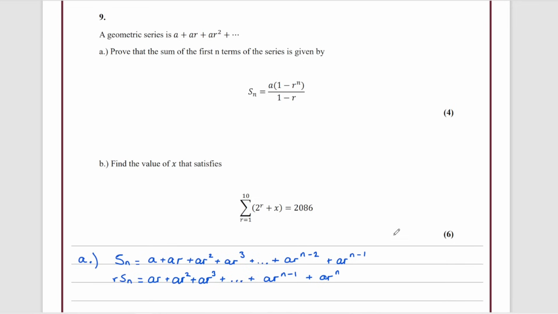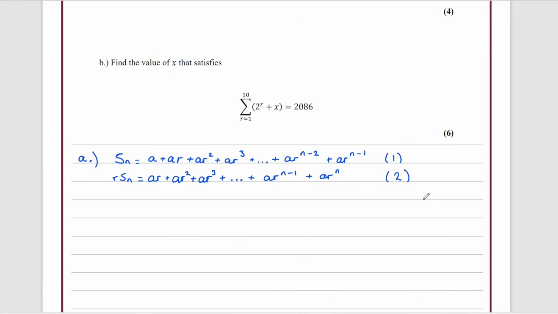Now I'm going to call this first series equation 1, and the second series equation 2. What I want to consider now is the difference between equation 1 and equation 2. So I'm going to subtract equation 2 off equation 1. If we do that, what I get is Sn minus rSn.